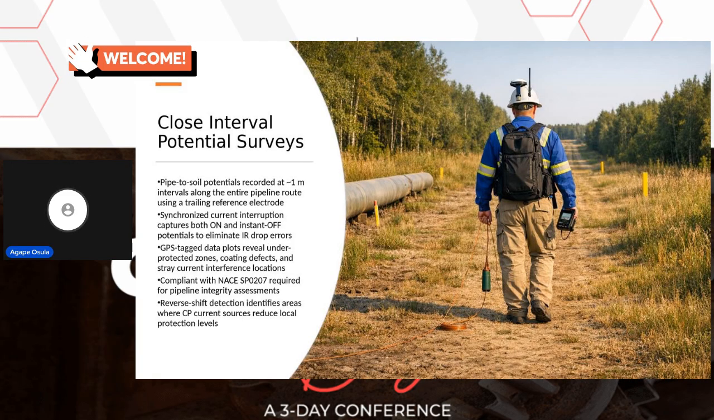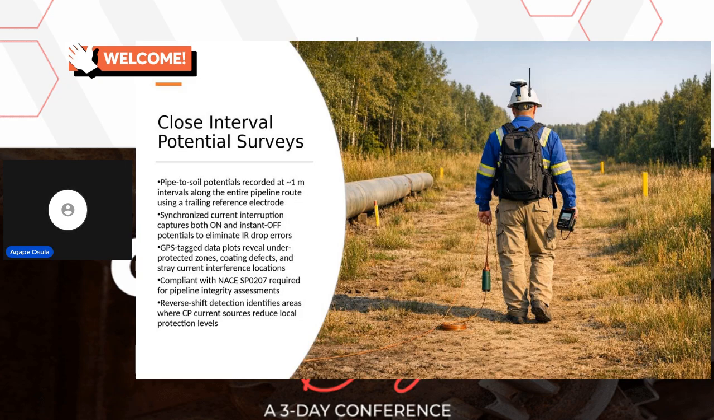So one of the processes in which we check is what we call the close interval potential survey, right? What we do in this process is that we try to measure the potential of the line along the right of way from the beginning to the end. We're trying to make sure that the potential which we intend to achieve covers the entire line. And when we see a particular location where we are not able to meet that criteria, then we begin to investigate and we try to fix.